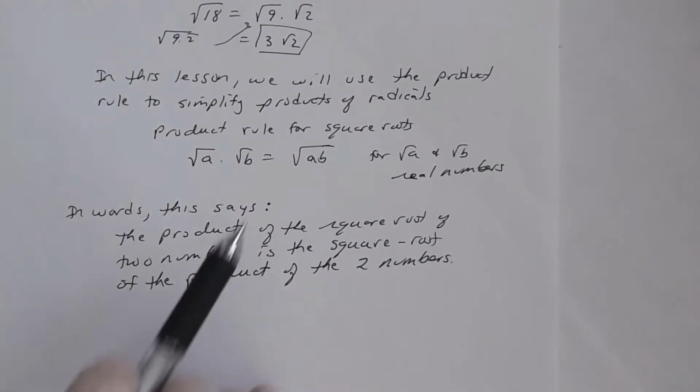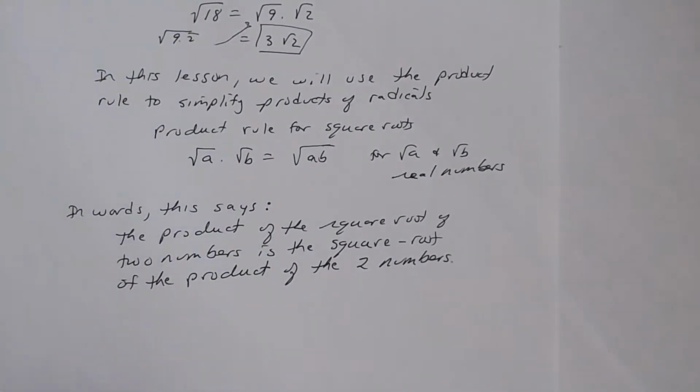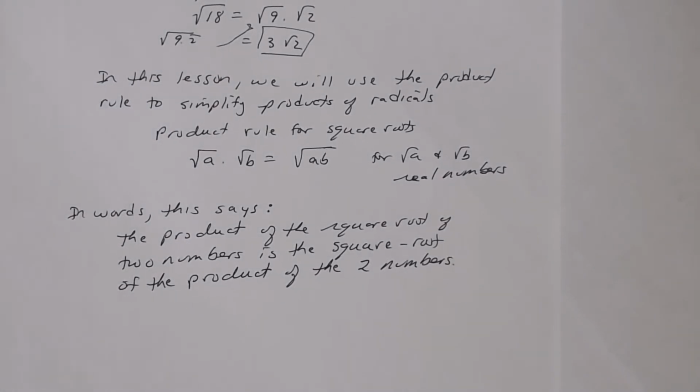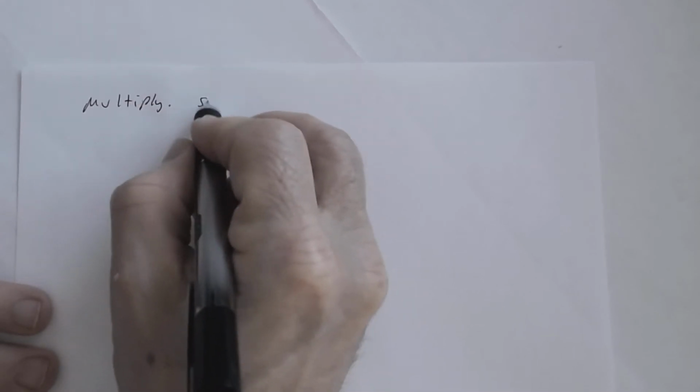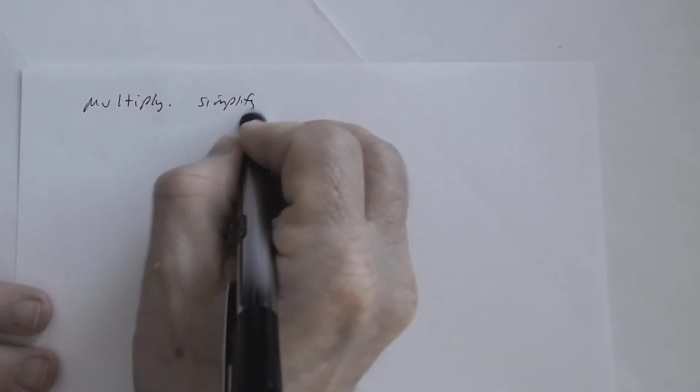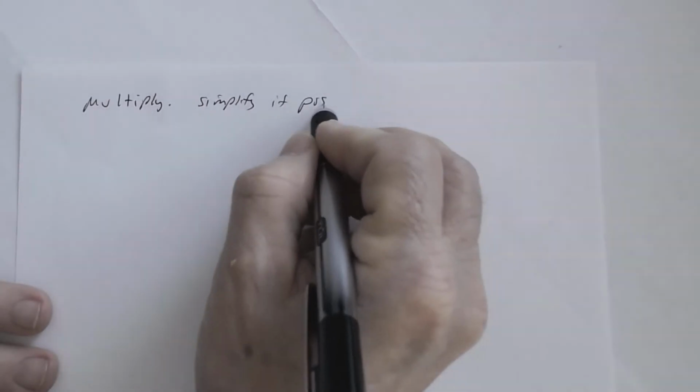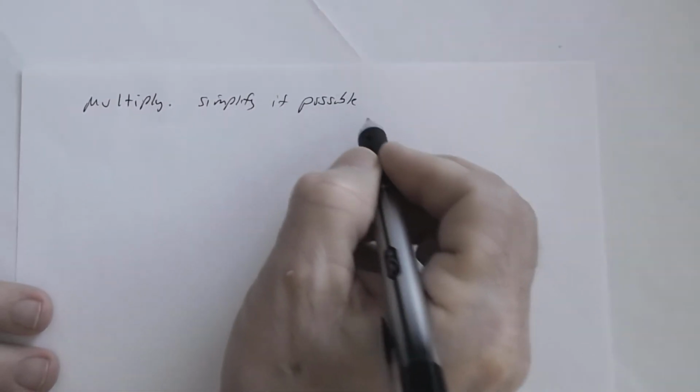We're going to use this in this lesson, so let's look at the examples. The directions will say something like multiply, and when you multiply, you want to make sure you simplify if possible.